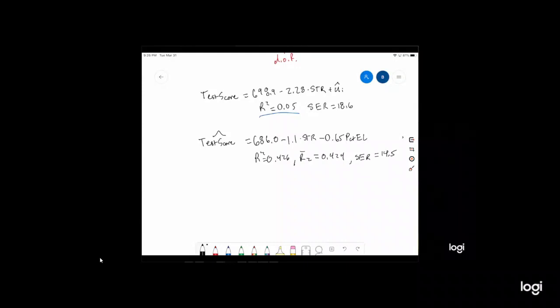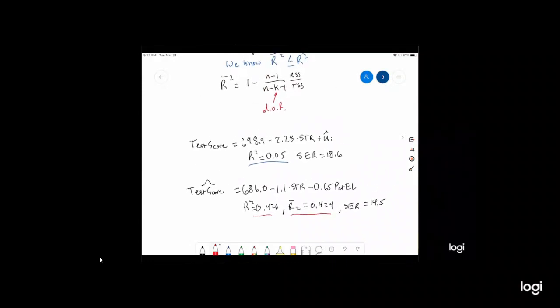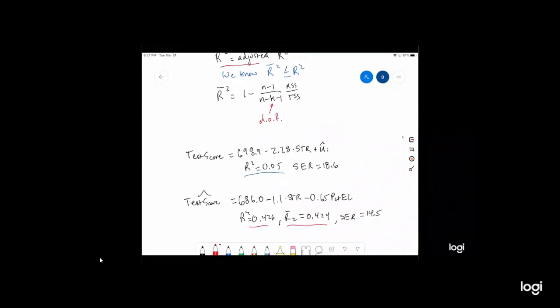If we add percent English language learners, the R squared goes up dramatically. It goes up to 42.6%, meaning that we're explaining a lot more of the variation in test scores just by the percent of English language learners added to the model. But the thing I want to point out here is that we also have an adjusted R squared, and that adjusted R squared is slightly lower than the regular R squared. So going back to our little rule up here, we know the adjusted R squared has to be less than or equal to the regular R squared, and indeed it is.